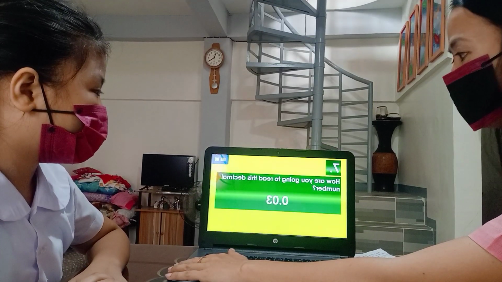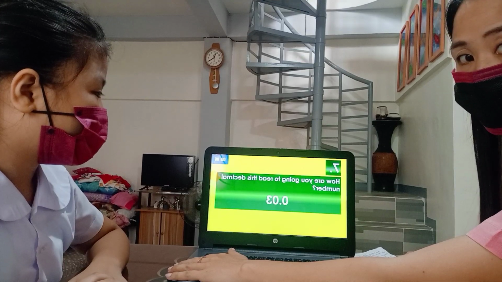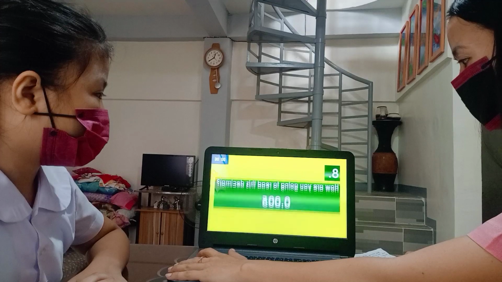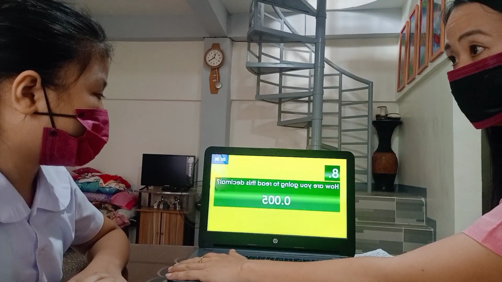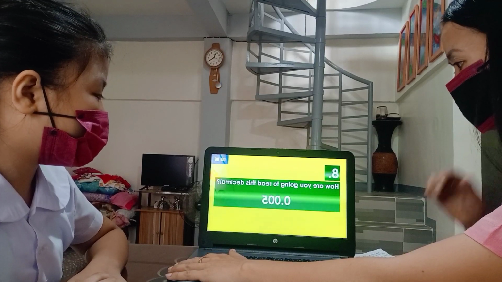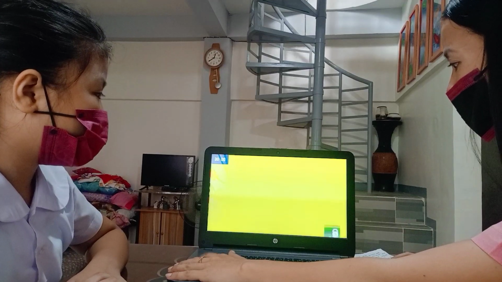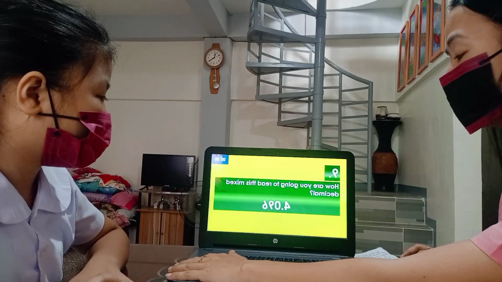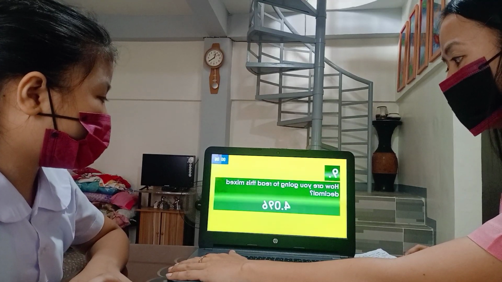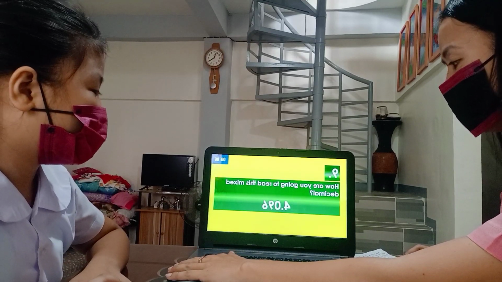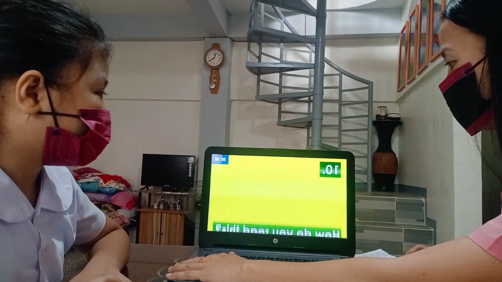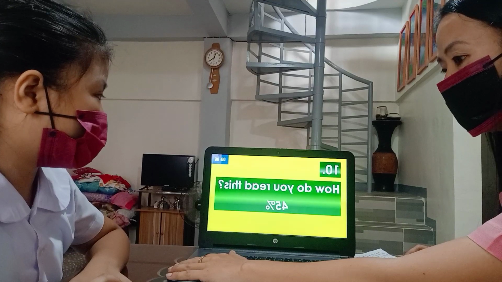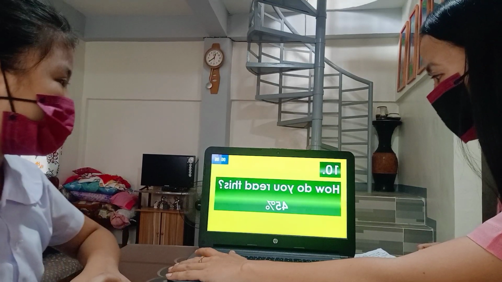Number 7. How are you going to read this decimal number? 3/100. Number 8. How are you going to read this decimal? 5/1000. Very good. Number 9. How are you going to read this mixed decimal? 4 and 96,000. Very good. Okay, last number. How do you read this? 45%. Okay, awesome. Very good answer.